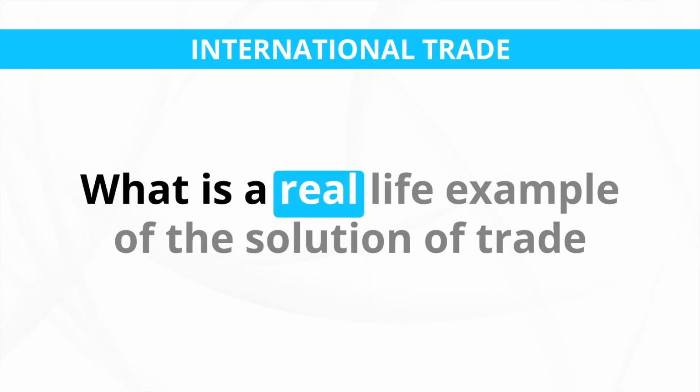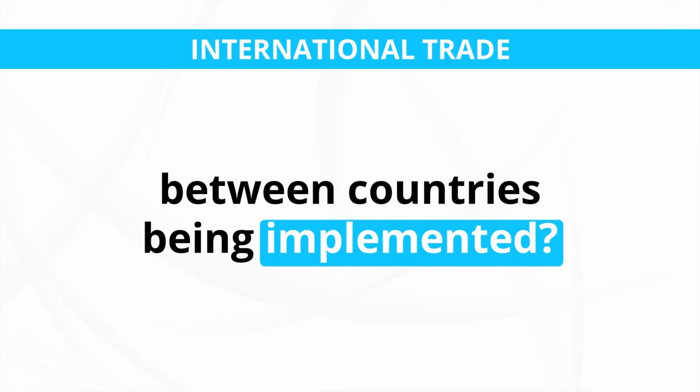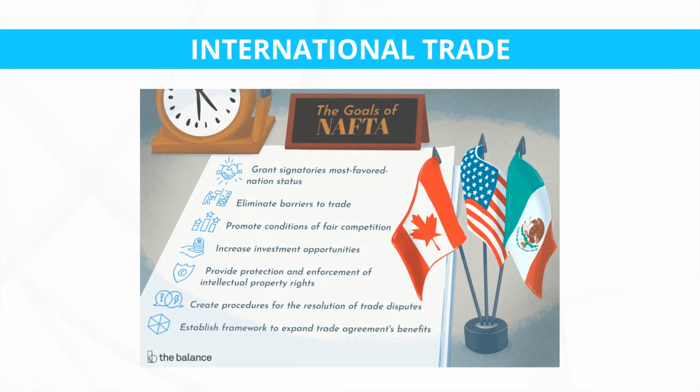What is a real-life example of the solution of trade between countries being implemented? The North American Free Trade Agreement (NAFTA), now replaced by the United States-Mexico-Canada Agreement (USMCA), is an example of a trade agreement that aimed to promote economic integration and growth between the three countries, expanding market access and boosting economic development.